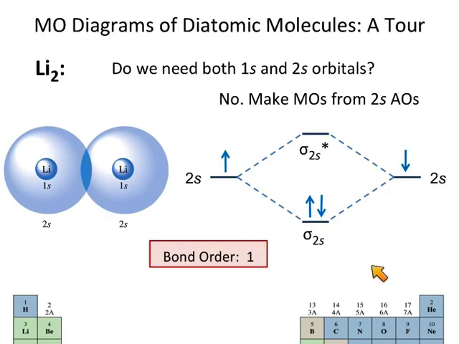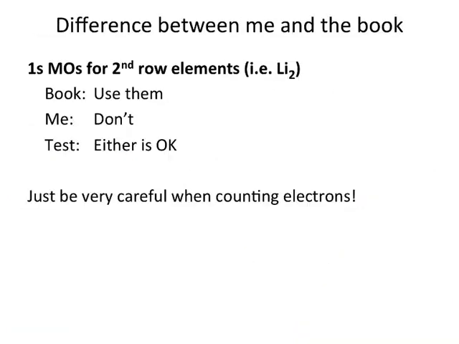And so you'll see this sometimes with an identical looking set right below it that just says 1s and sigma 1s, sigma 1s star. Okay, right? I don't include that. I do want to make that clear that this is a difference between me and Macquarie. On an exam for me, either one is okay, but you have to be really careful when you're counting electrons.